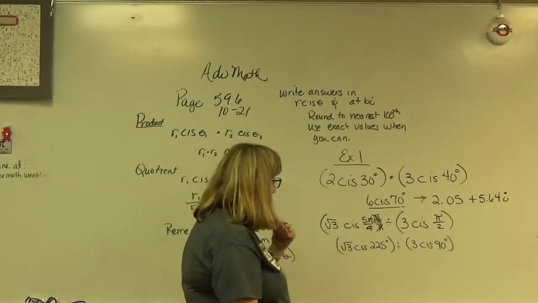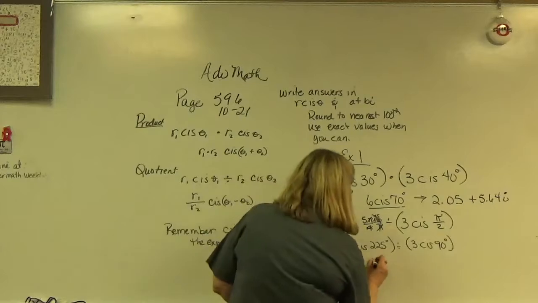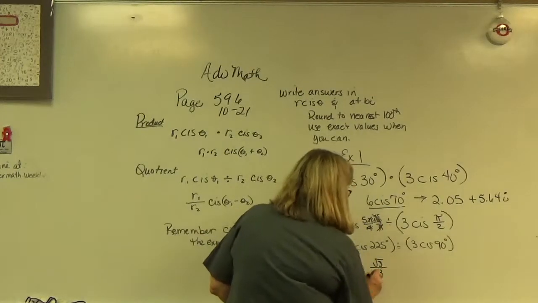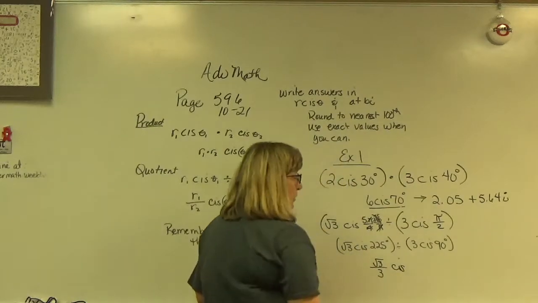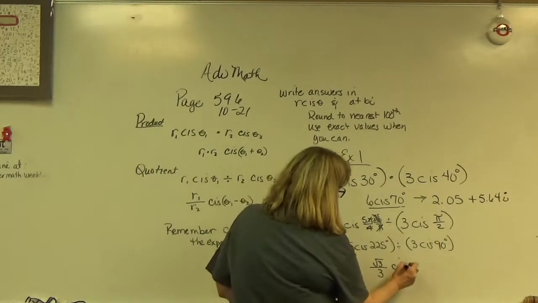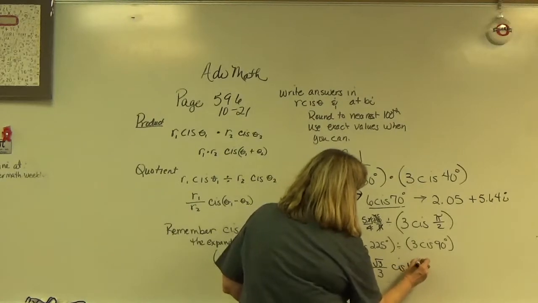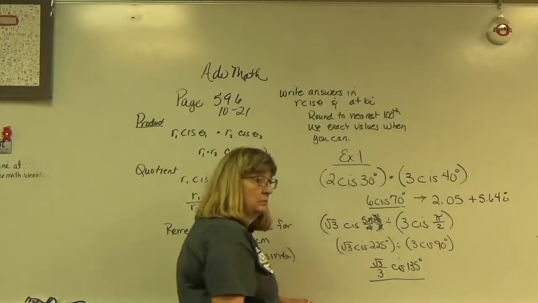Now, what are we supposed to do when we have a quotient? Put the r's over each other and then subtract the angles. So radical 3 over 3, subtract the angles. So what's 225 subtract 90? 135. Okay, so there's one answer right there.